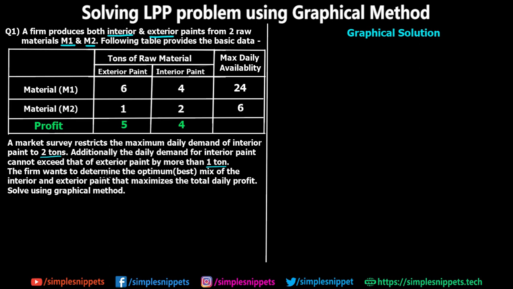Moving ahead, the firm wants to determine the optimum or the best mix of interior and exterior paint that maximizes the total daily profit, and we have to solve this using the graphical method. So we also have to find out the actual profit.